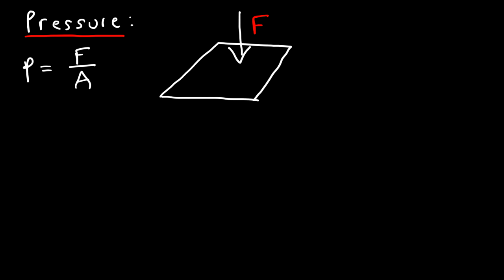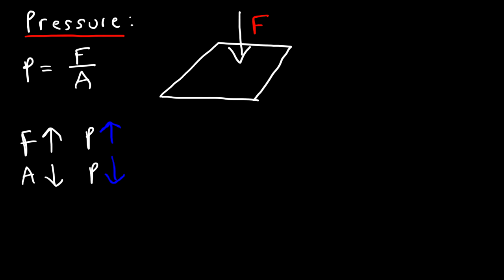Now, there's two ways in which you can increase the pressure. You can increase the force, or you could decrease the area. Pressure and force are directly related. Area and pressure are inversely related. So imagine if someone pushes you with their hand softly. They will exert a pressure on you, but it's not going to be that large. Now, if they increase the force and push on you with a much larger force, you're going to feel an increased pressure.